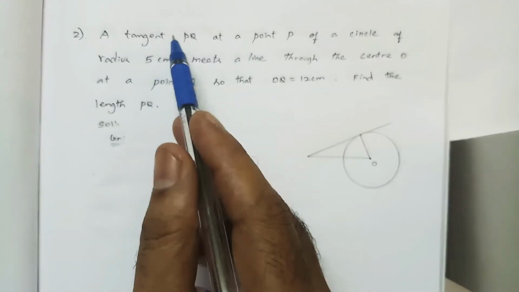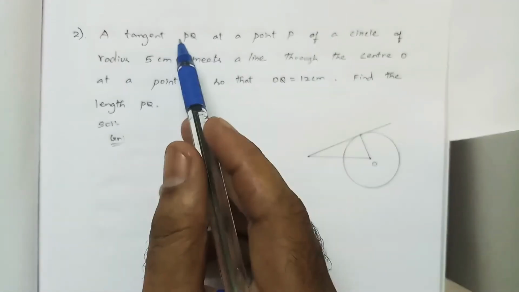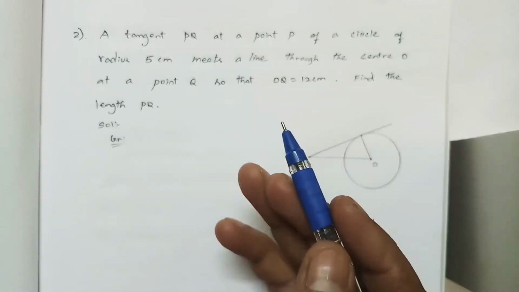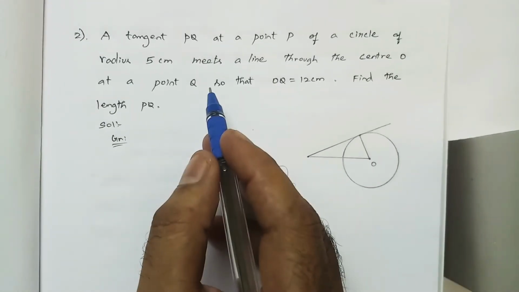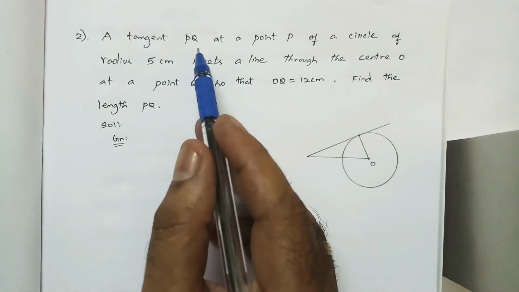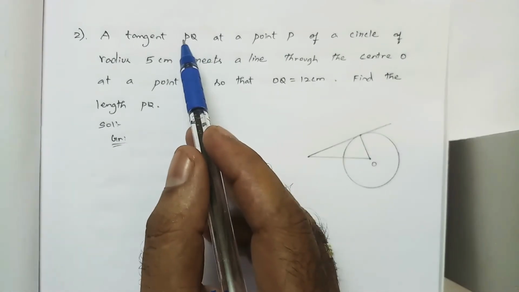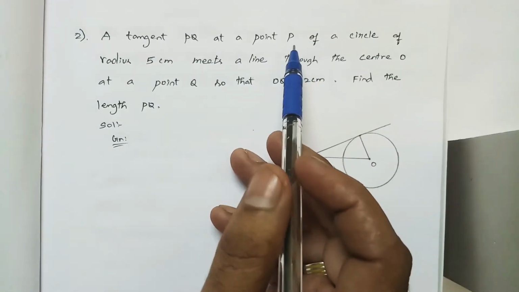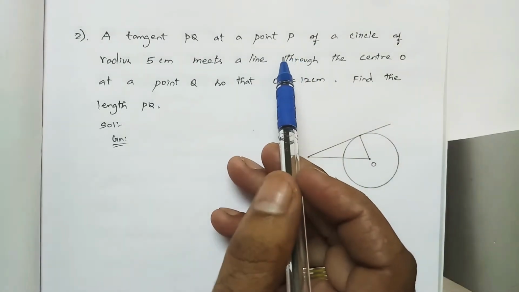Here, a tangent PQ, we want to find the length PQ. So what do we want to find? We want to find the length of the tangent alone. The tangent PQ. So here, is P the external point or Q the external point? While we are reading, at that time you have to come to the conclusion whether P is the external point or Q is the external point.